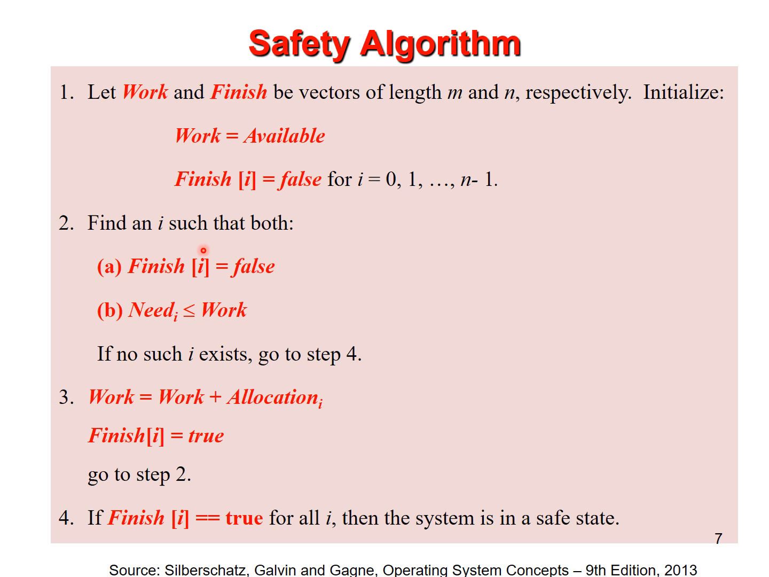At a particular point of time when we are not able to find such an i value, we go to step 4. In step 4, we check whether finish of i is equal to true for all i. If so, the system is in a safe state. This is how the safety algorithm works.